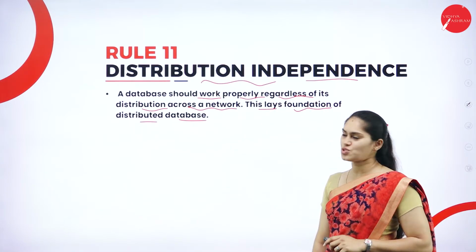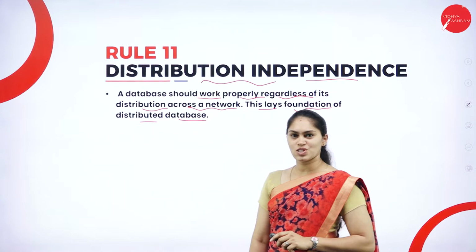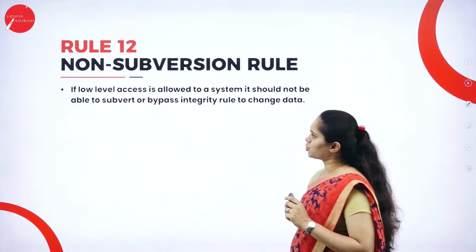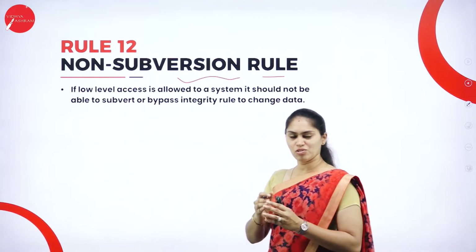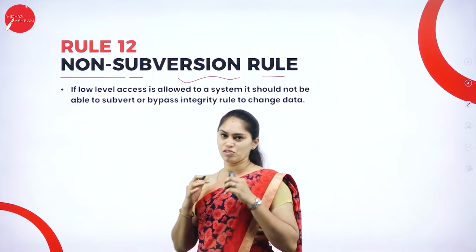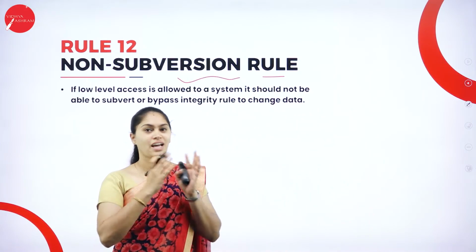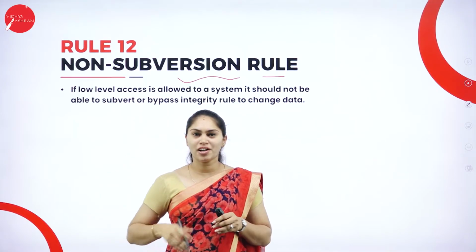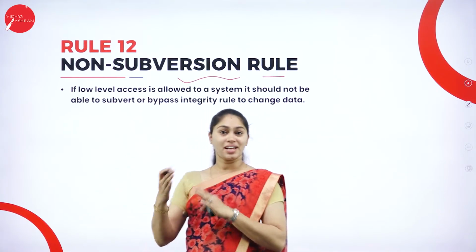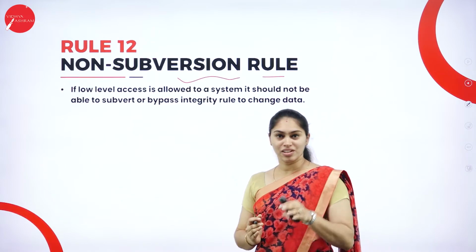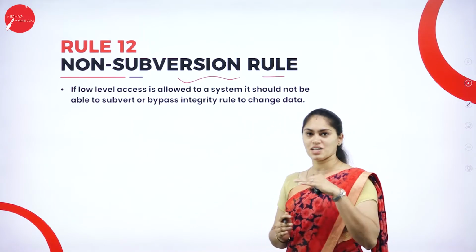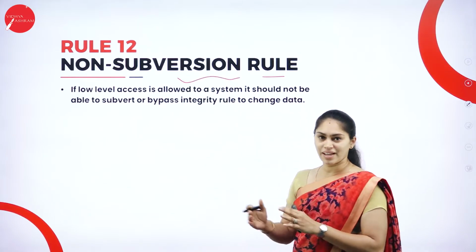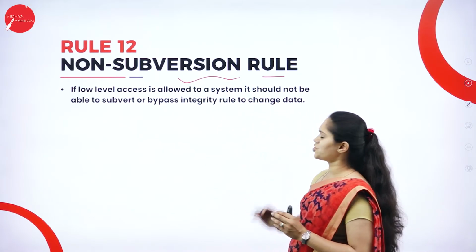We'll see the last rule of this advantages of COTS rule, that is rule 12, the non-subversion rule. For example, if you visit a temple and want to get a darshan of the god, you should not use any shortcuts or bypass. Even though you are a VIP, you have to follow the rules and constraints. That is what rule 12 says, the non-subversion rule.